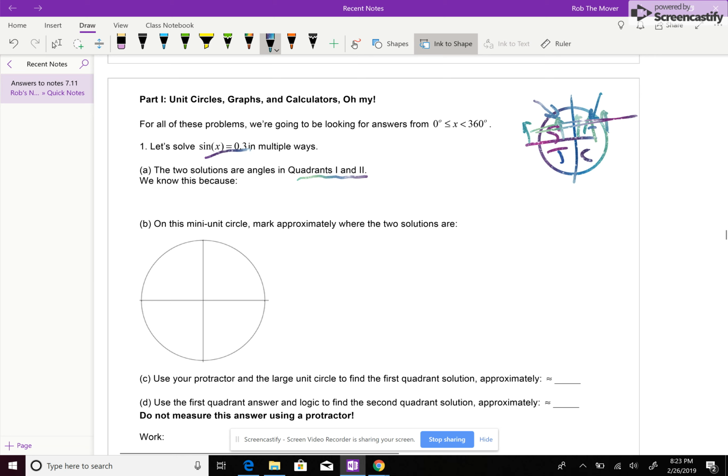So we're going to go ahead and approximate where this is on this little mini unit circle. Right here, this is one angle. We've got another angle over here, which is this angle, and we know they're in quadrants 1 and 2.